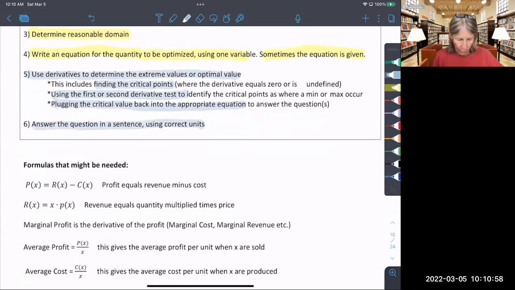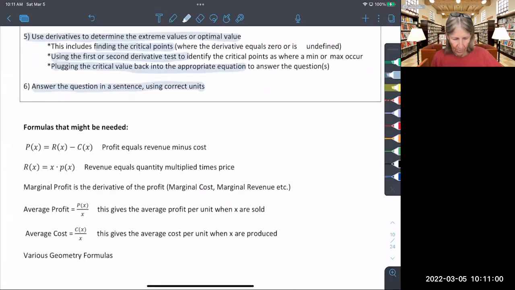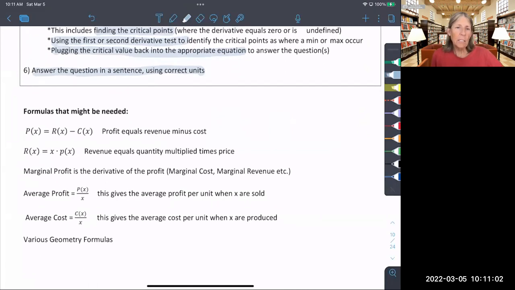Also, I put a little list here of formulas that we might need. So just to remind you of those, and so you have them. Occasionally, we need a geometry formula, which I'll give to you, but I think on most of ours, the applications are business, and so we probably won't need too many of those. All right, let's jump in.